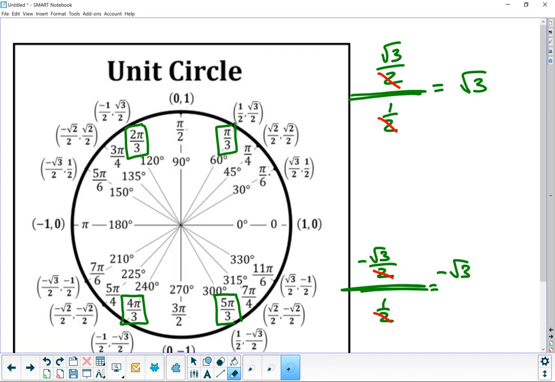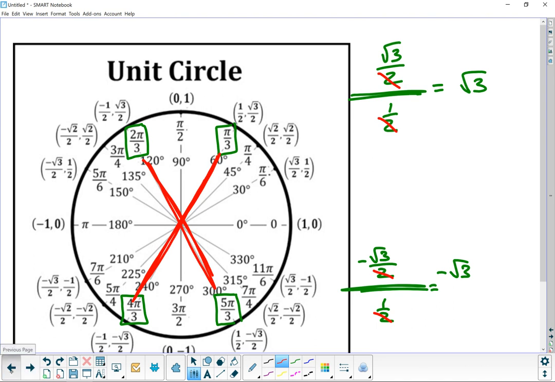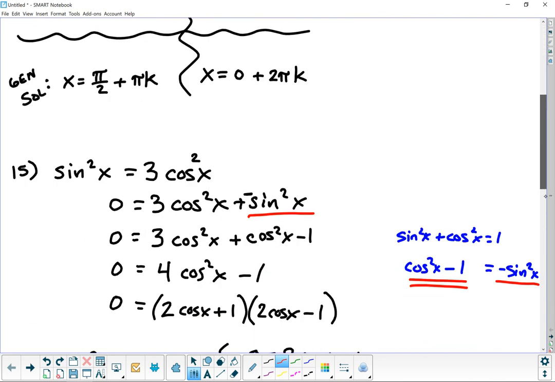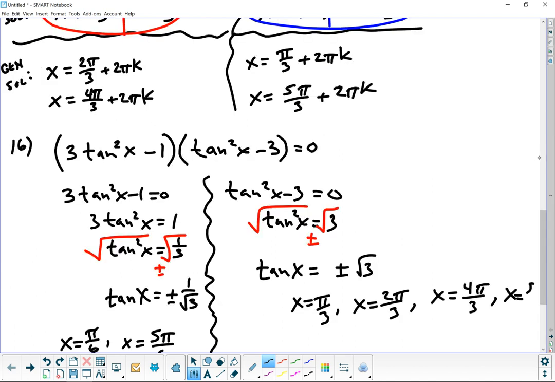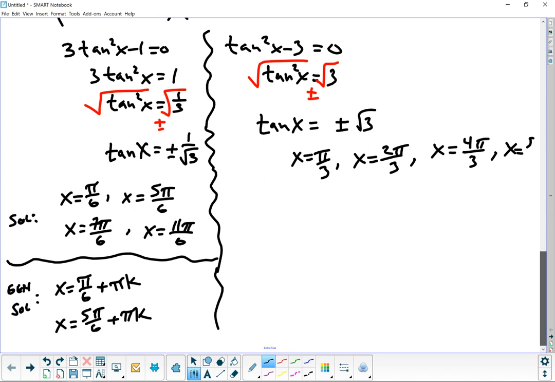Okay. And again, when we're writing our general solution, we can just write pi over 3 plus half a circle, because this is exactly halfway across, and 2 pi over 3 plus half of a circle, because this is exactly half of the circle across, pi across. Okay. So pi over 3, 2 pi over 3, 4 pi over 3, and 5 pi over 3. So your answer, x equals pi over 3, x equals 2 pi over 3, x equals 4 pi over 3, and x equals 5 pi over, oops, ran out of space.